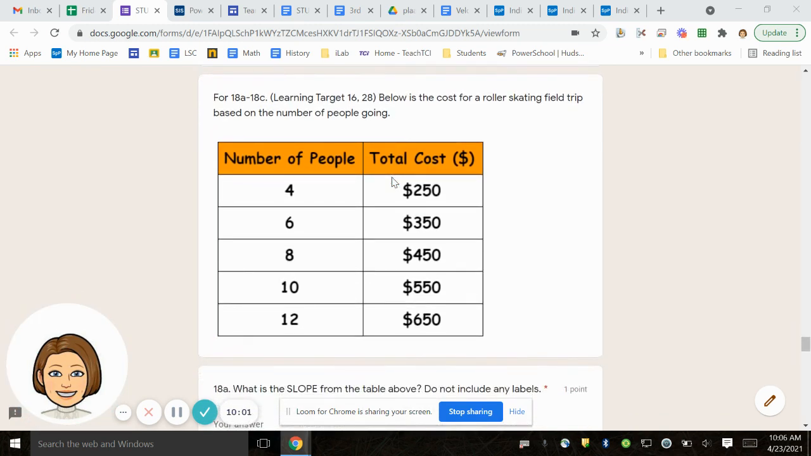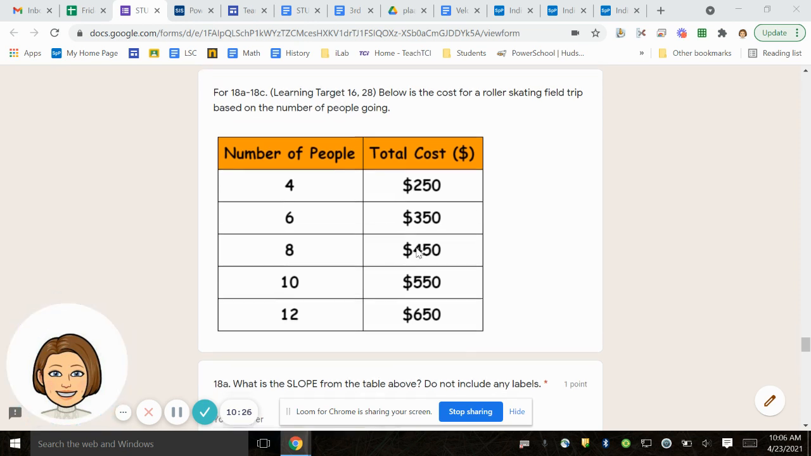18A through 18C. Below is the cost for a roller skating field trip based on the number of people going. So you can see your x-coordinate is the number of people, and your y variable is the total cost. So for 4 people, it costs $250. 6 people, it costs $350, and so on.